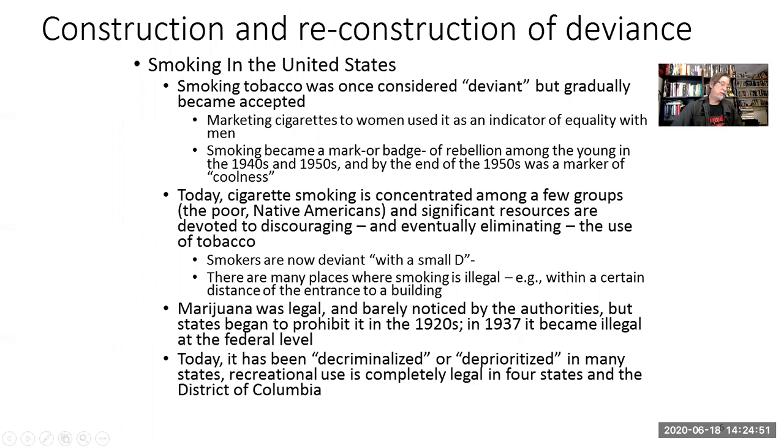Okay, as I mentioned, deviance is socially constructed. People decide what it is, usually the powerful. It can be reconstructed, it can be modified. For instance, smoking tobacco, that's really taboo now in many ways. You can be looked down upon if you smoke cigarettes.